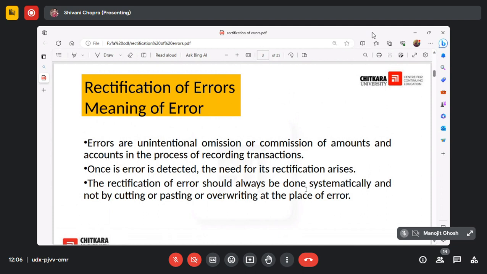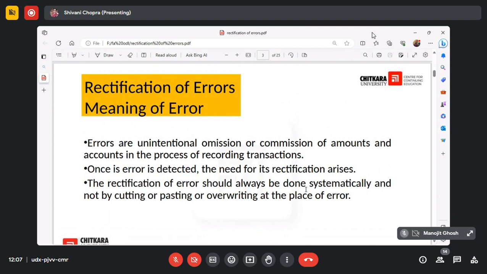An error can be an unintentional omission: you missed something, or you unintentionally committed a mistake. That's what an error is. If it is intentional, then it is not an error, it's a fraud. So errors are always unintentional. Unintentionally, some transaction has been missed, or unintentionally a wrong amount or a wrong account has been treated.